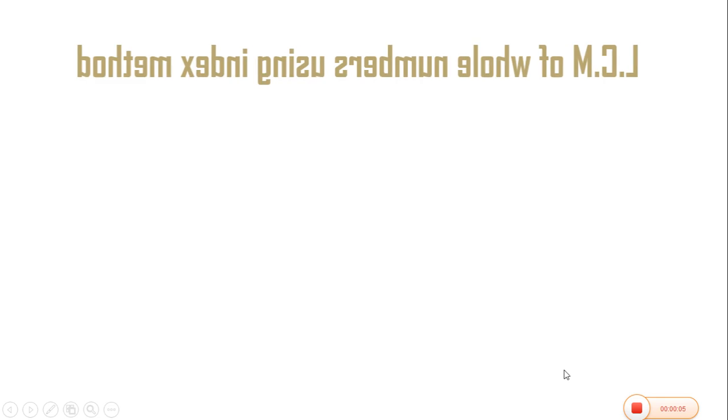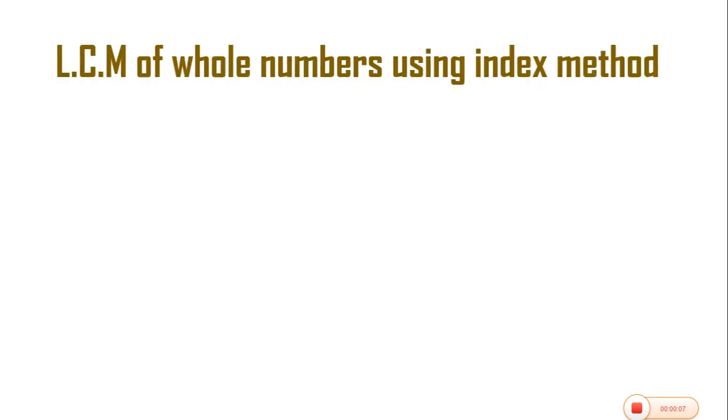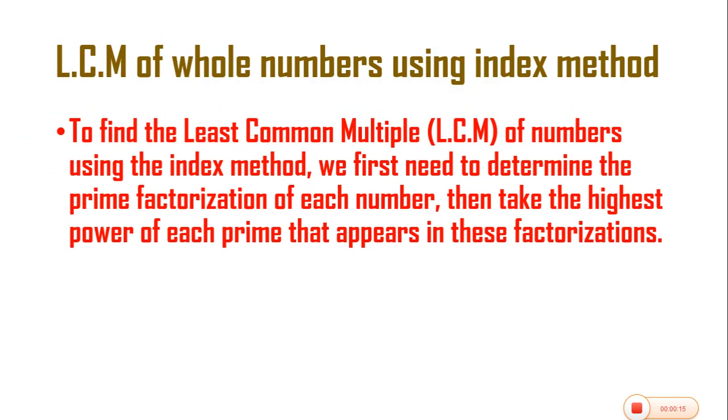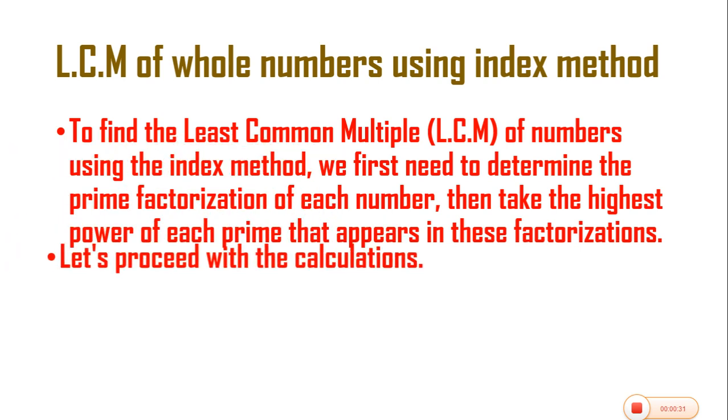Hello, today in mathematics we're looking at the topic LCM of whole numbers using the index method. To find the least common multiple, LCM, of numbers using the index method, we first need to determine the prime factorization of each number. Then take the highest power of each prime that appears in these factorizations. Let's proceed with calculations.